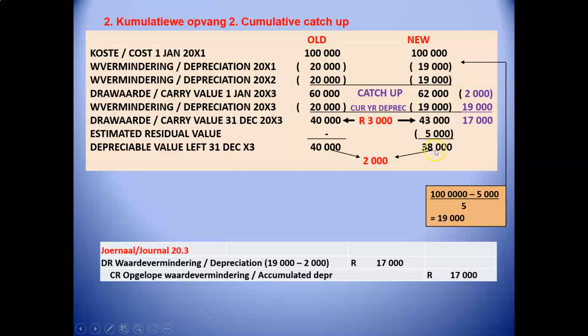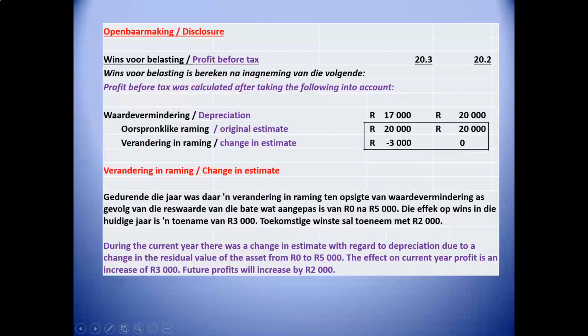So we're only going to write off 38,000 Rand in the future. Therefore, in the future, based on the new method, we're going to write off 2,000 Rand less depreciation than on the old method. So this would also be a positive impact on our profits. Let's look at our disclosure.